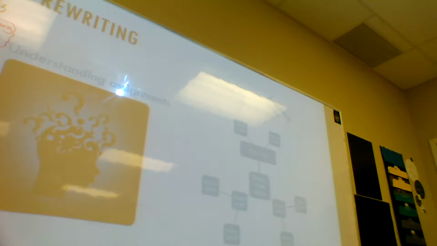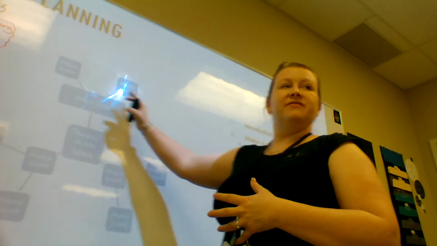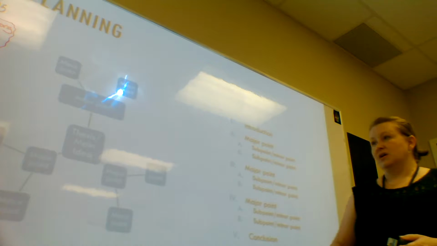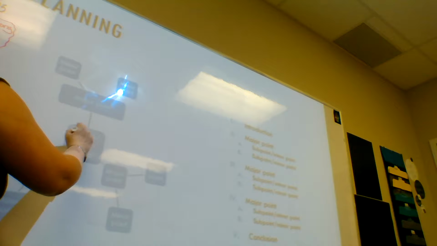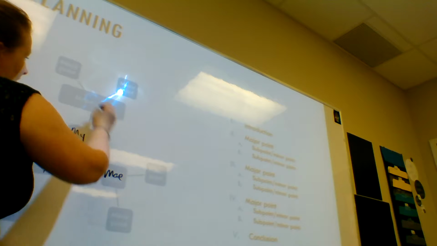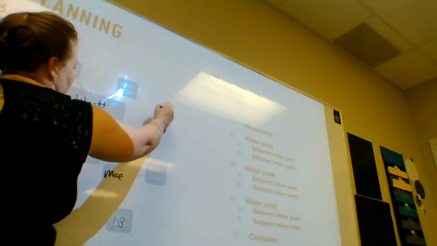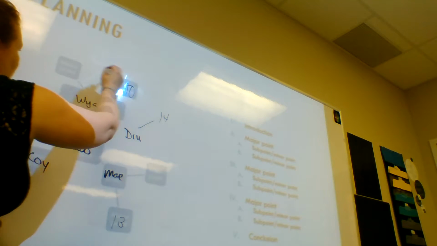So this is what you do. You get the ideas out, and then you go to the next stage, which is planning. So when you're planning, you're taking this mess of ideas and you're organizing them. So you're putting them in a more organized fashion. So an example of this, I was talking about my kids. So I have my son Coy, I have my daughter May, I have Wyatt, I have Drew. So Coy is 16, May is 13, Wyatt is 14, Drew is 10.